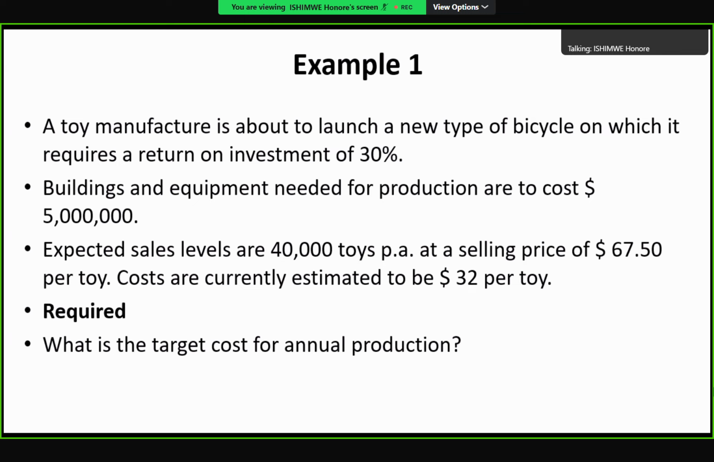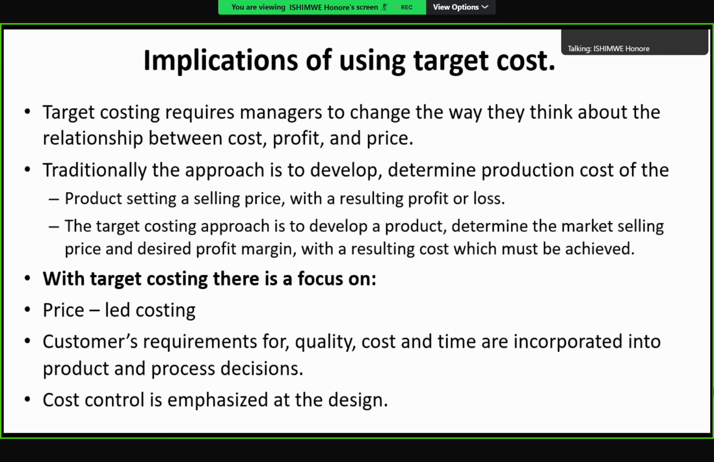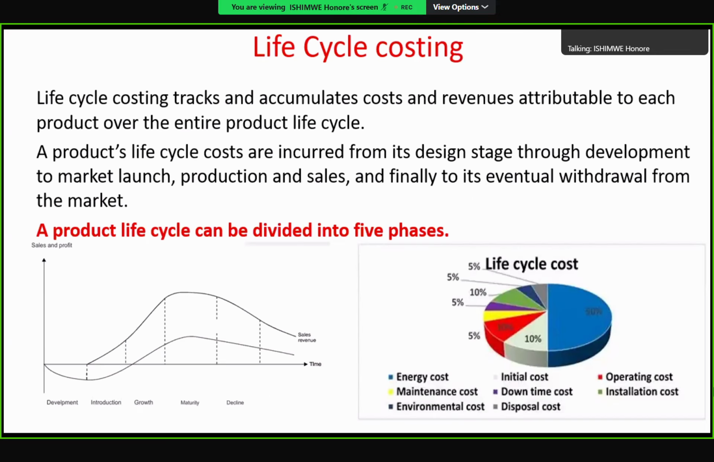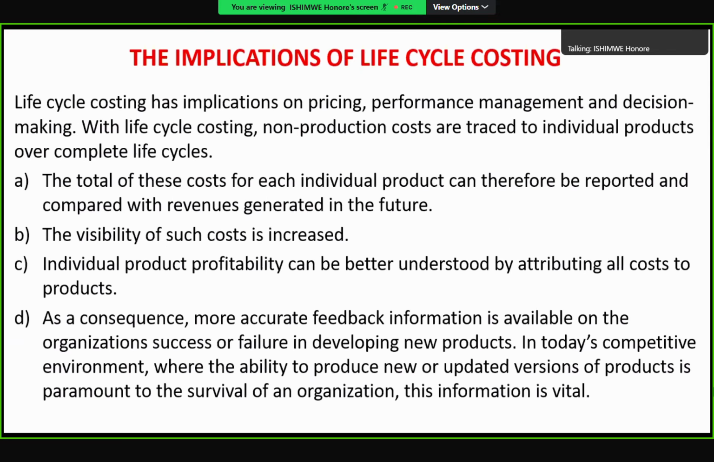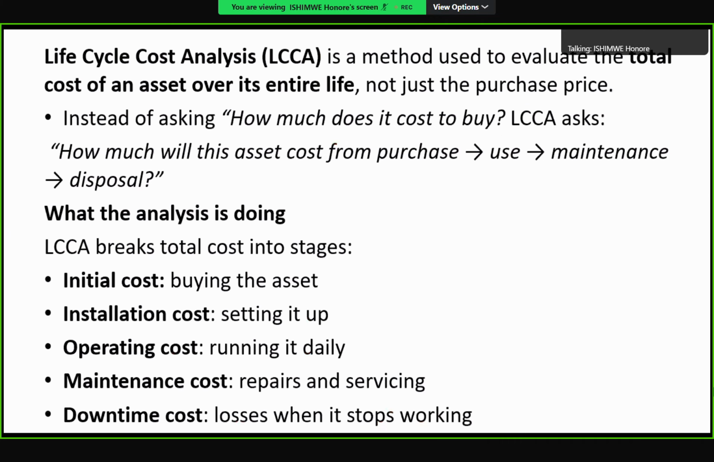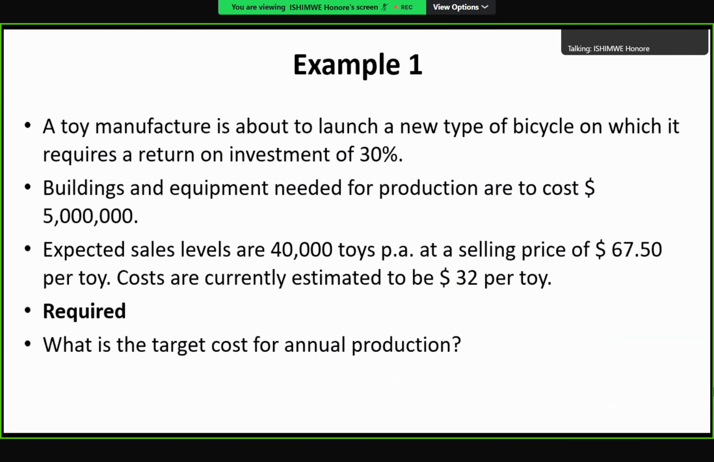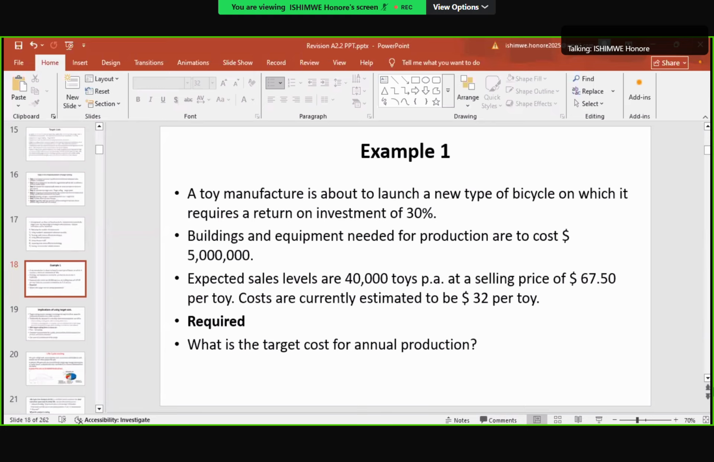You see this question? After this one, we shall look at these implications, life cycle, then we go to past papers. Here you have questions on past papers. That's what we'll be doing again. So let me go to the question first. We understand. Then we shall go to past papers again after this example. After this example, we cover life cycle costing. Let me present. We are now on target costing.